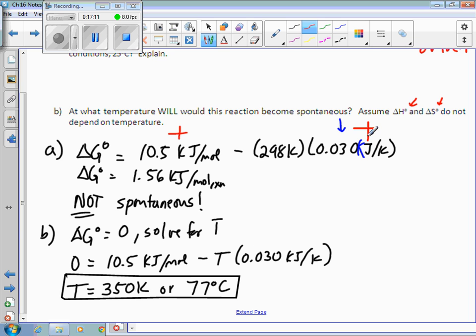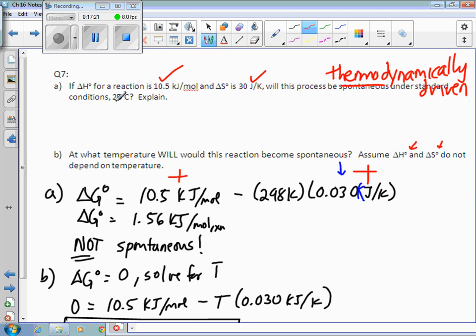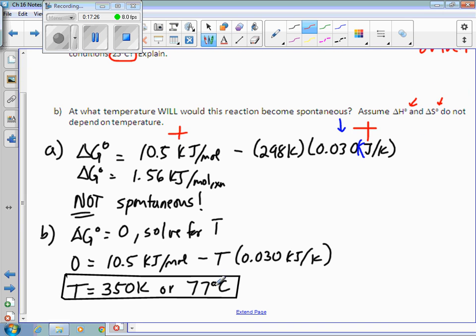Delta S was positive too. So when it's positive, at higher temperatures it's going to become spontaneous. Given the values we started with, we were at 25 degrees, so you had to raise the temperature to 77 degrees before it actually became spontaneous, until the entropy kicked in and overpowered the delta H. All right, so that's a fun problem. You'll see some of that practice in your book as well.